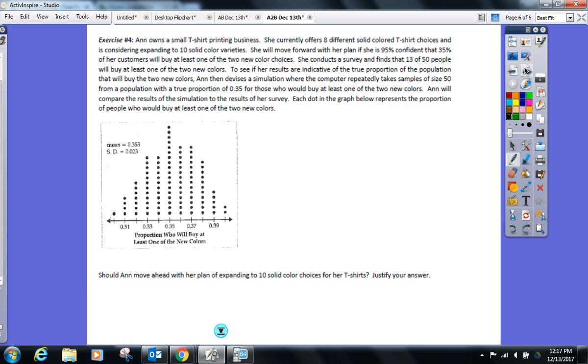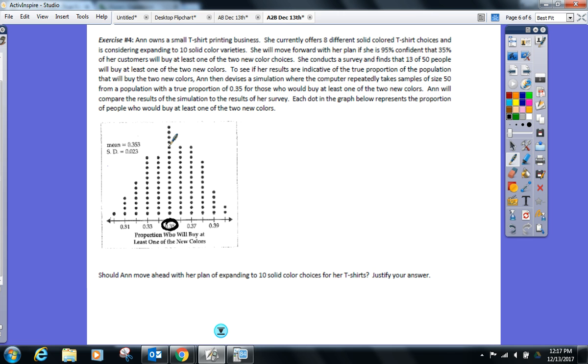So what she did, she went out and surveyed people. She surveyed 50 people. And then she did a simulation. How many simulations? No, it doesn't matter. But she did her simulations where, take a look, 35% is the mean. She ran her simulation based on 35% would be the mean, and this is what she got. All right. Is there enough evidence that she should go to expansion of 10 or not?